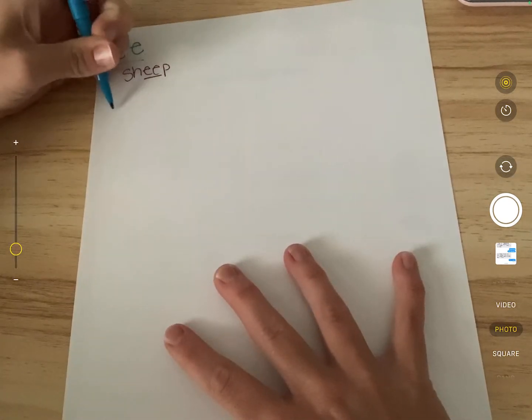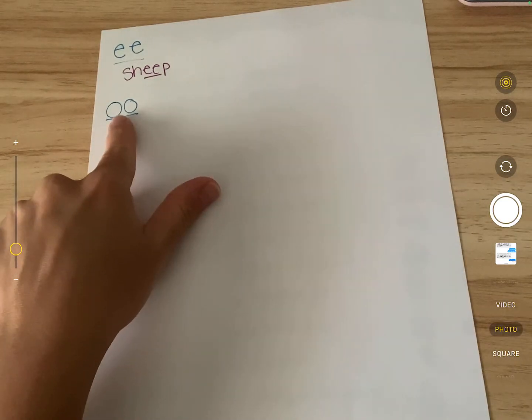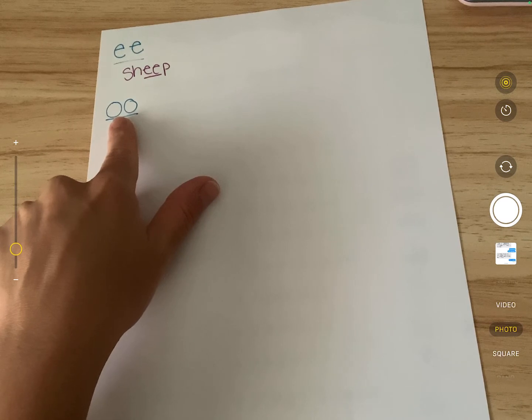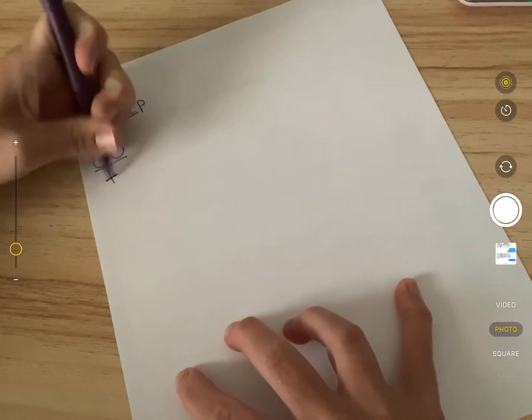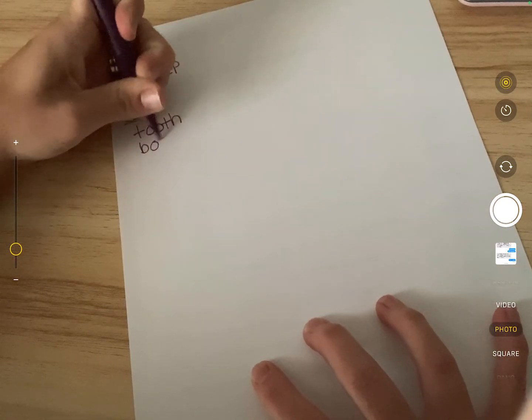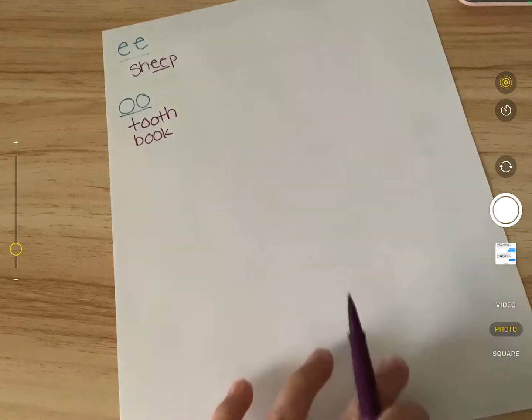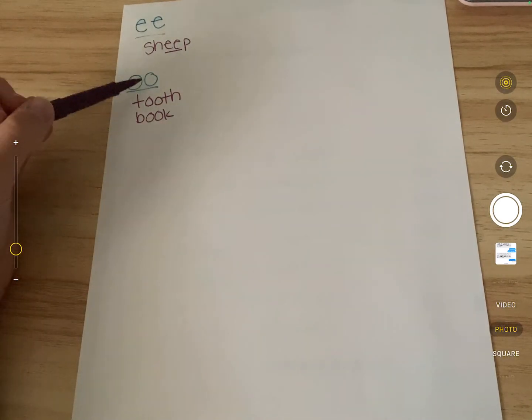So here's your next one. Two O's put together. Does anybody know what sound? This is going to actually make two sounds. Pause and think of the two sounds O-O can make. Okay, O-O can say ooh, like tooth. Can also say like book. Did you think of either of those words? Tooth or book.